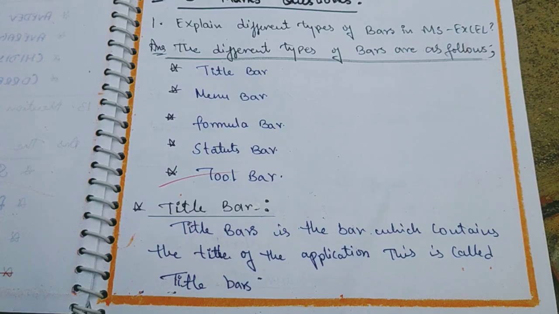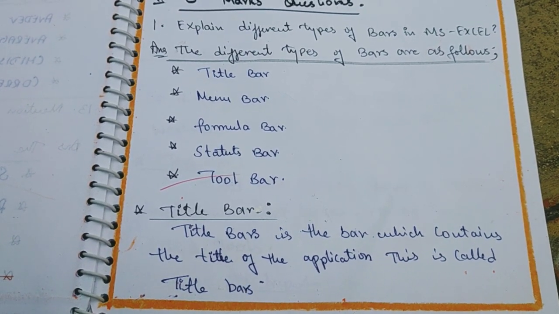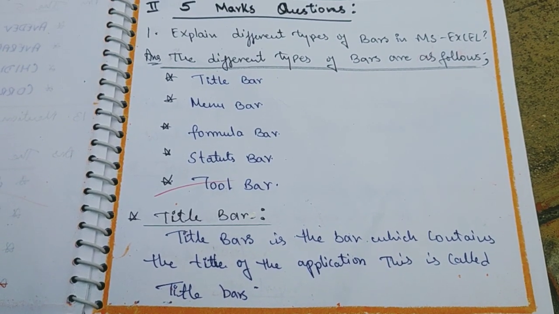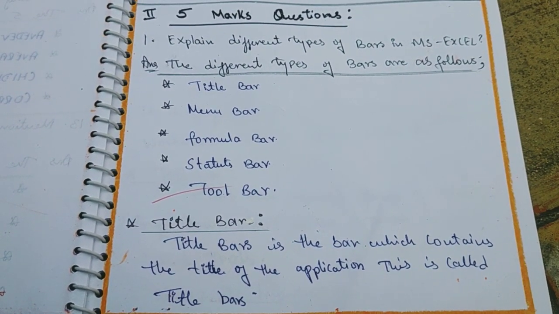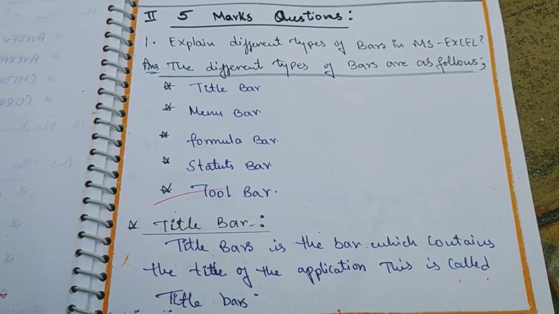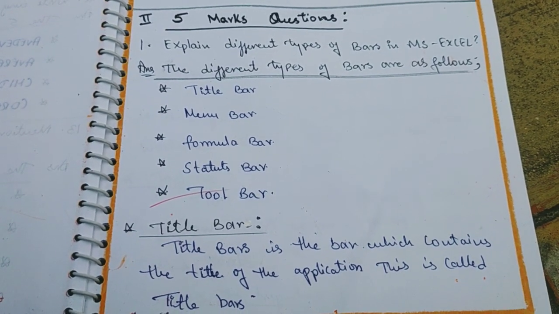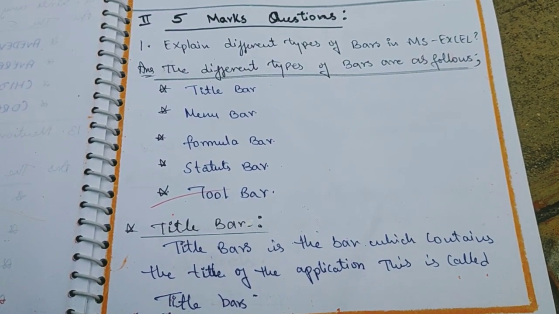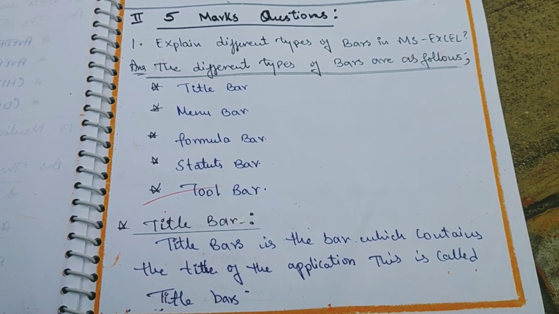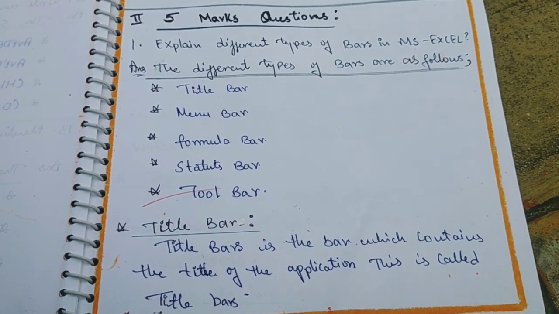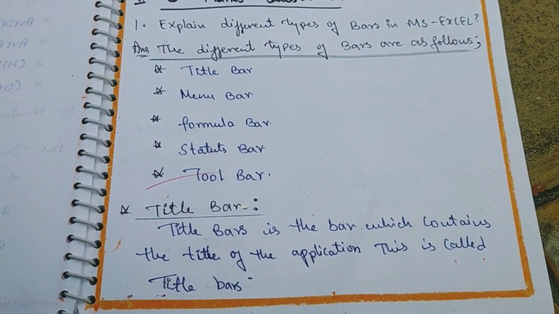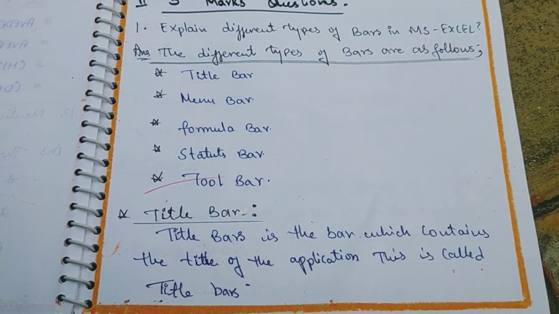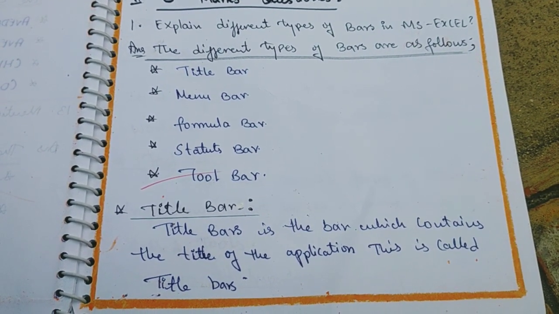As we have started learning MS Excel from the basics, in a previous video I covered some of the important basic understanding and concepts of MS Excel. So in today's video I am starting with some more important concepts and important tools included in MS Excel, which are important to know before handling the software practically. I'm starting with the different types of bars in MS Excel. MS Excel includes these types of bars: title bar, menu bar, formula bar, status bar and toolbar.